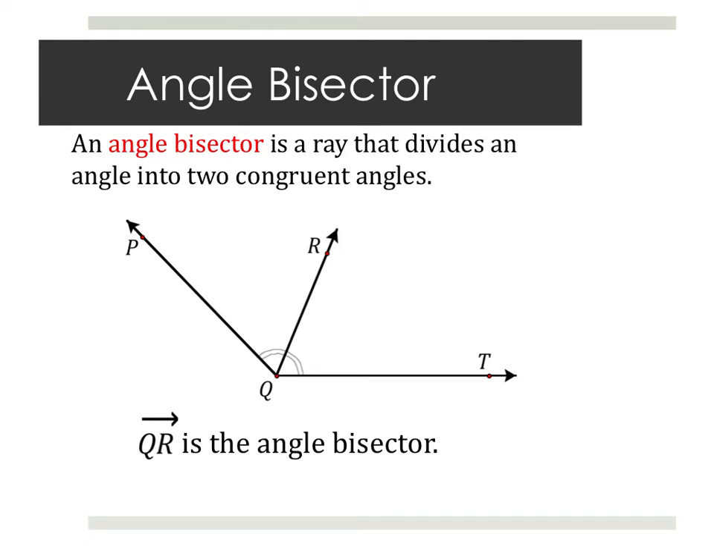So it's kind of like a segment bisector, except it's always a ray, and it's always going to split the angle into two congruent angles. So here we have the double arc. Either you are told that QR is an angle bisector, and then you would know those angles are congruent, or if I knew those angles are congruent, the converse, I could say, okay, QR is the angle bisector. It's going to split it into two equal angles.